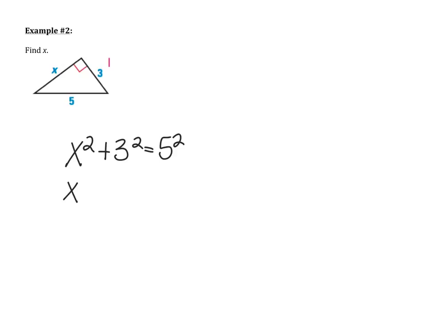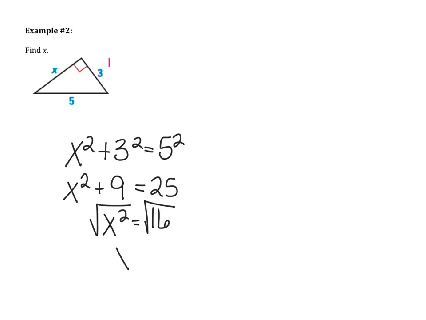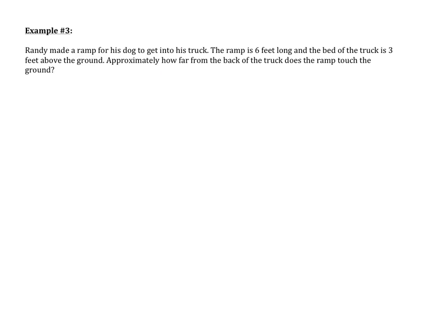So let's simplify this. We have x squared plus 9 equals 25. If we subtract 9 from both sides, we would end up with 16. So when I take the square root of both sides, I'd get x is equal to 4. So our other leg length would be 4. And now on to a story problem.